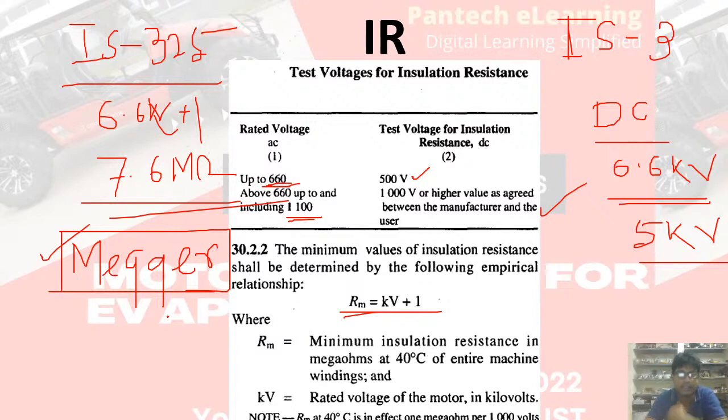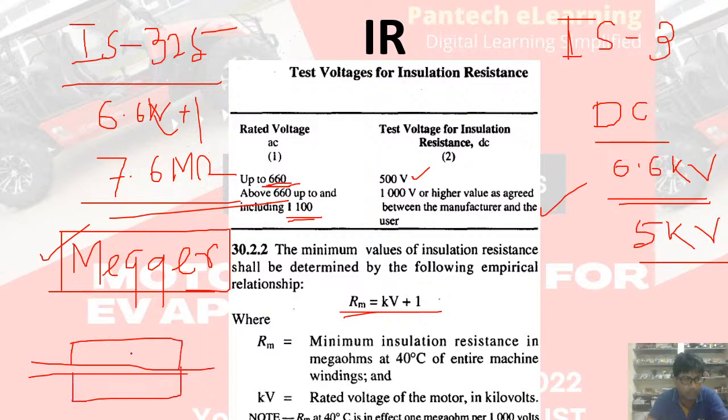So how to test that insulation resistance? You take any, say there is a conductor. This is a conductor, it is insulated. It is insulated like this. This is the insulation.